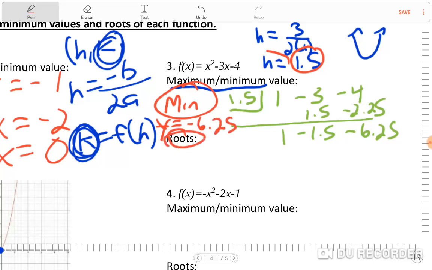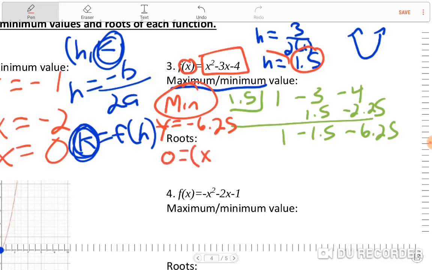Remember that roots mean x-intercepts. If I want to know where I'm going to cross the x-axis, I have to solve for this when y is 0, which could mean using quadratic formula, your favorite. But something like this, the numbers are small enough that it would behoove you to factor, and that's what I would do. My roots here would be when 0 is equal.